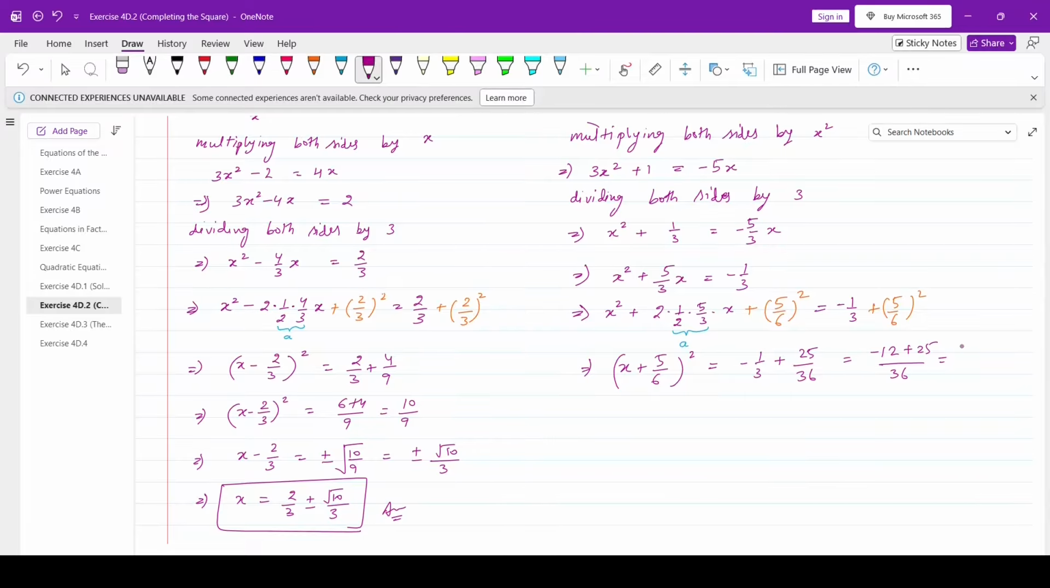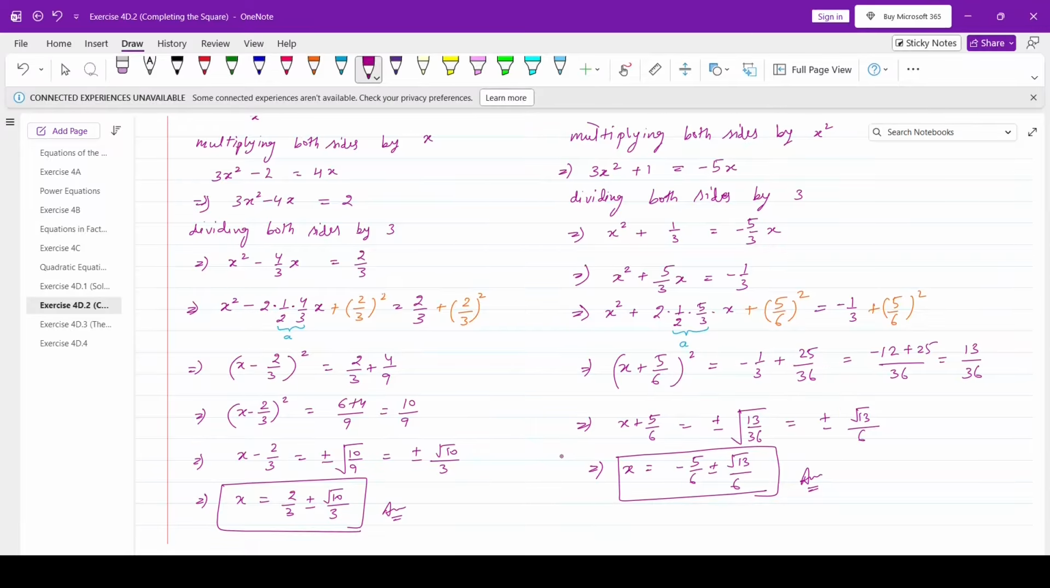Solving it further, we get 13 divided by 36, and x plus 5 by 6 is equal to positive or negative square root of 13 by 36. If we solve it, we get positive or negative square root of 13 divided by 6, and x is equal to negative 5 by 6 plus or minus root 13 by 6, and this is the answer.